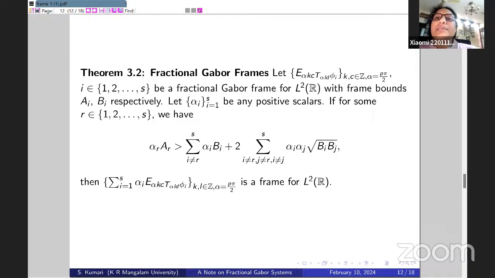then this summation of α_i, where i is taken from 1 to S, E_{αk} T_{αl} φ_i, where k and l are integers and α is pπ/2, will be a frame for L2(R).